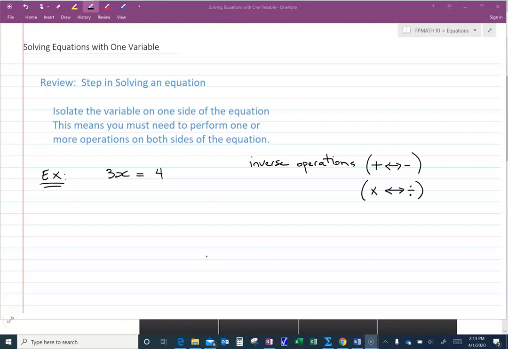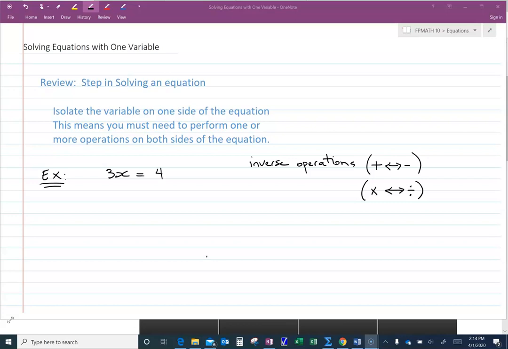Right, hello everyone. Today we are going to look at solving equations with one variable as a review, and then as we go through the unit, we'll gradually change the difficulty level. All right, first, a step in solving an equation.